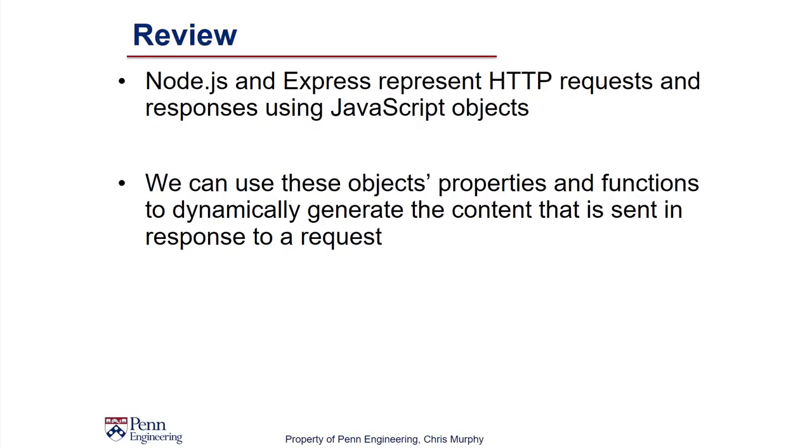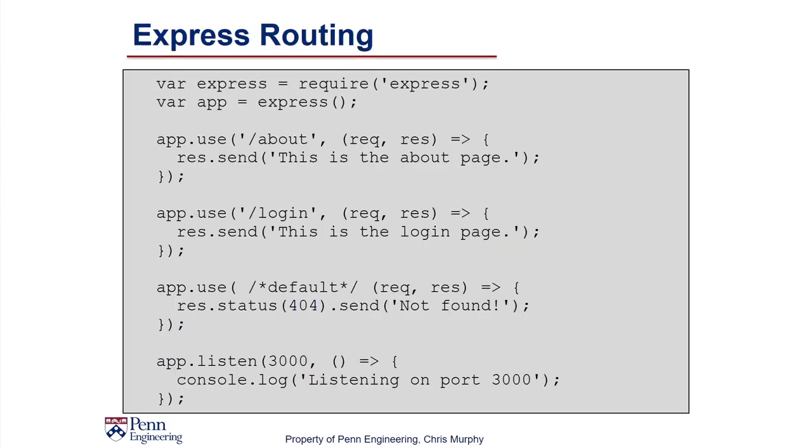So we've seen how we can use Node and Express to access an incoming HTTP request and then send back an HTTP response. In this lesson, we'll start to look at how we create different responses for different types of requests. The feature of Express that we'll use for creating different responses for different requests is known as routing.